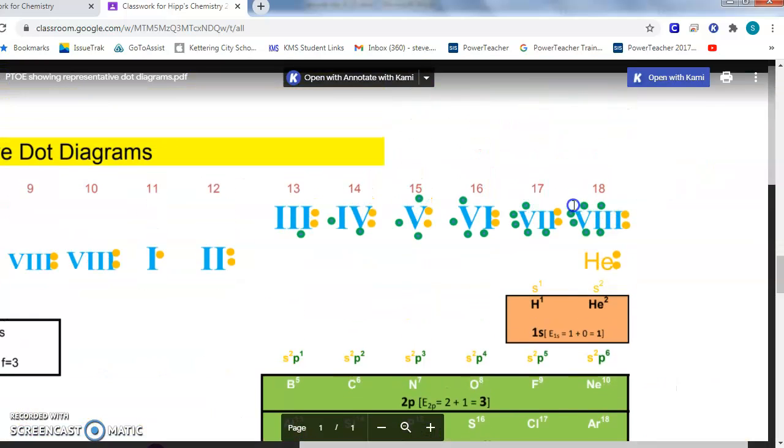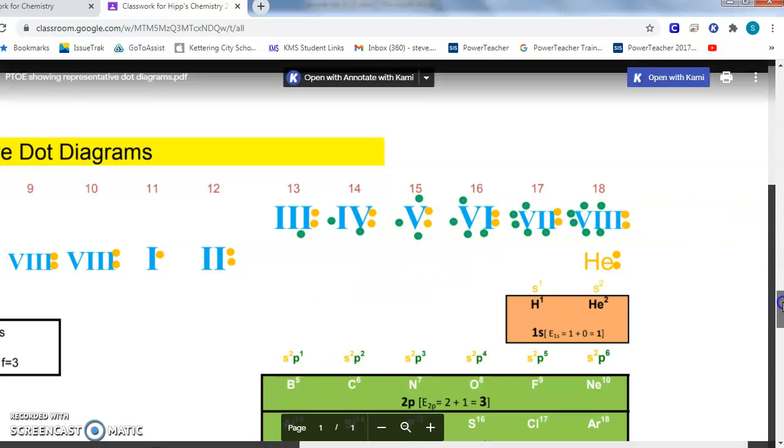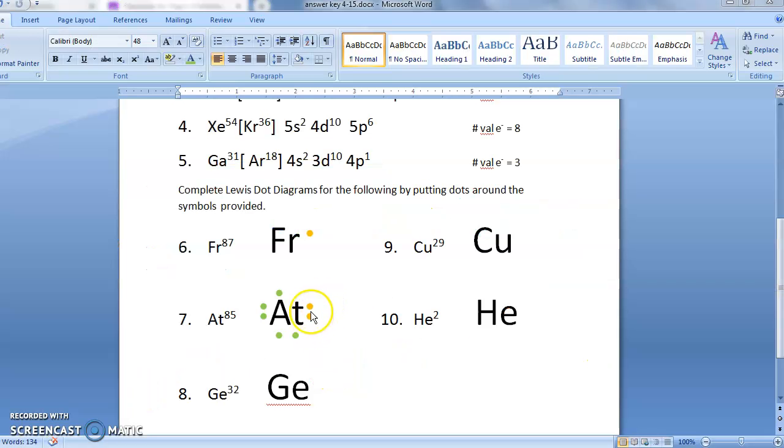Astatine has a Roman 7. Its diagram should be 2 in the s, 5 in the p. It should look just like this when we're done. So let's go ahead and do that. So here's the 2 in the s, and then when we go to put them in the p, you go 1, 2, 3, and then we can start doubling up, 4, 5.